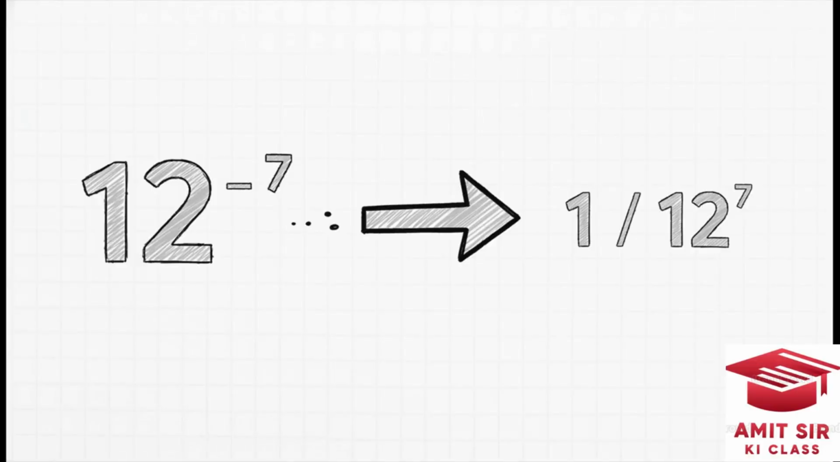Let's see how this works with a real example. Say you've got 12 to the power of negative 7. You're not going to calculate some negative number. Nope. You just use the flip it rule. It instantly becomes 1 divided by 12 to the power of positive 7. See that? The negative sign's job is done as soon as you do the flip.